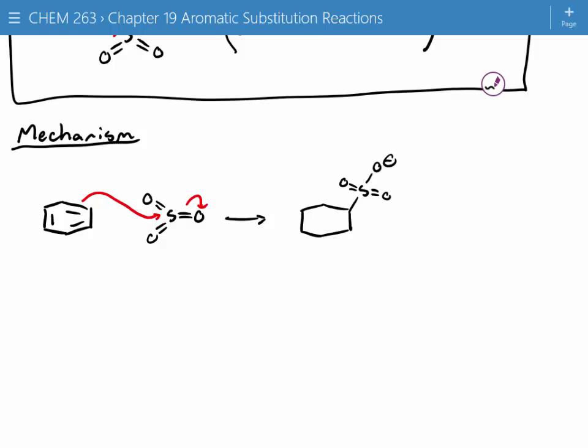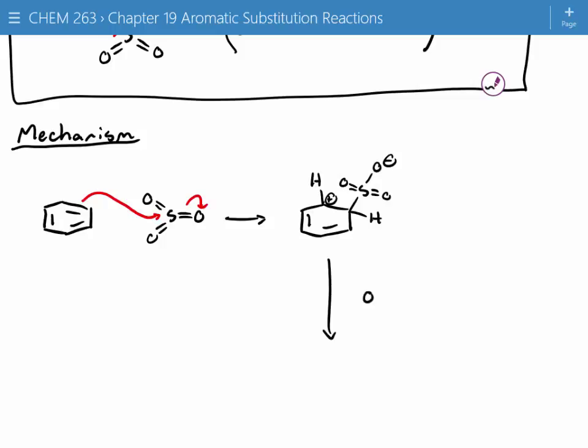So this oxygen has a negative charge. The neighboring position over here is left with a positive charge. So we've added that sulfur trioxide directly onto the benzene ring. The kind of screwy thing with this reaction that bugged me for a long time was that sulfuric acid is a very, very strong acid, right? Which means it's an incredibly weak base.